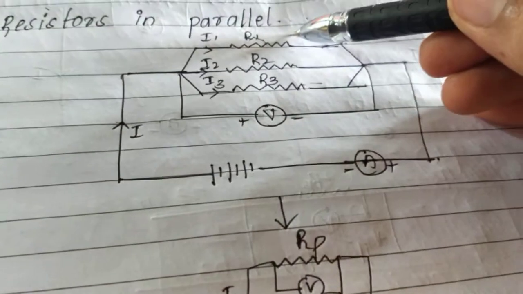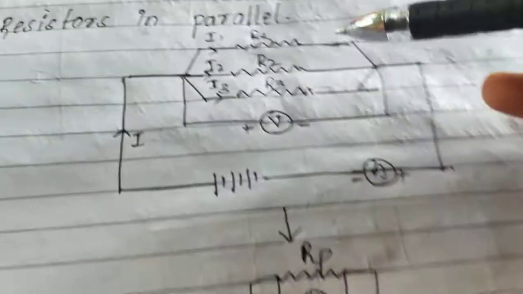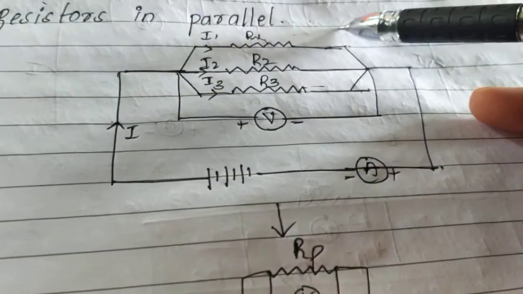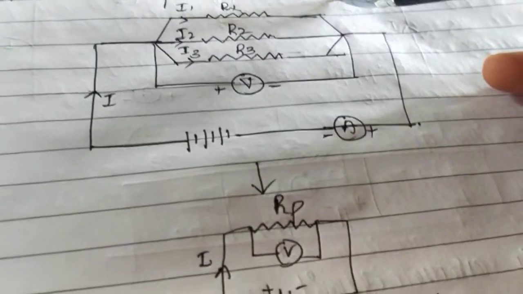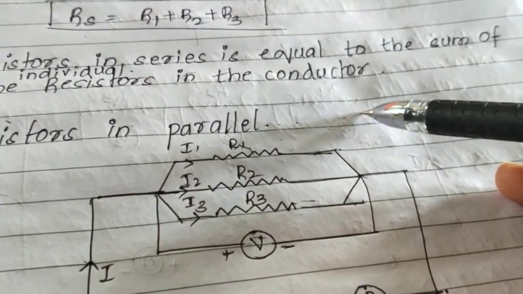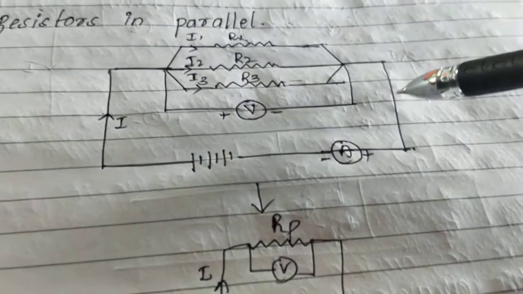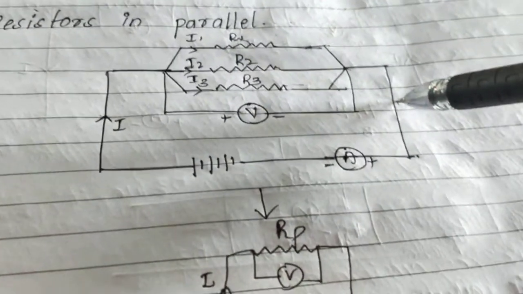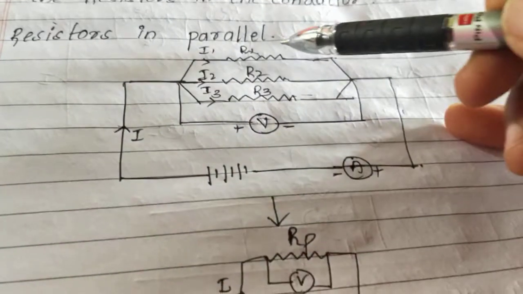Hello students, today we are again back with one more video on resistors. In the last video I was teaching you about resistors arranged in series, and we got the resistance value, that is Rs equal to R1 plus R2 plus R3. In today's video I am going to tell you about how resistors are arranged in parallel.